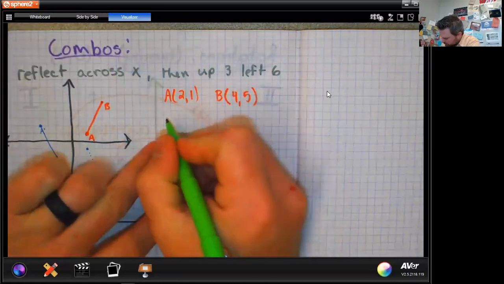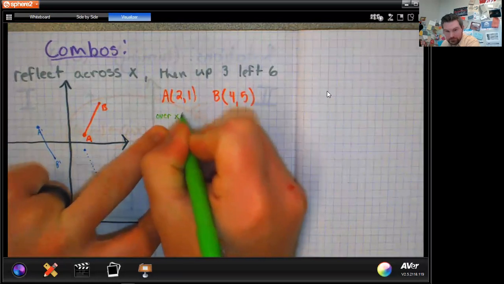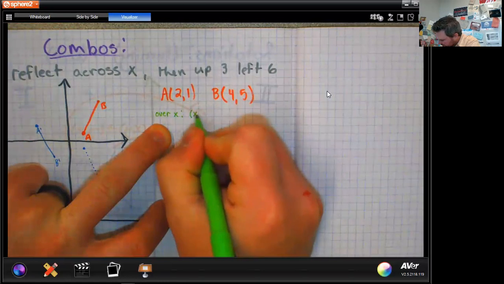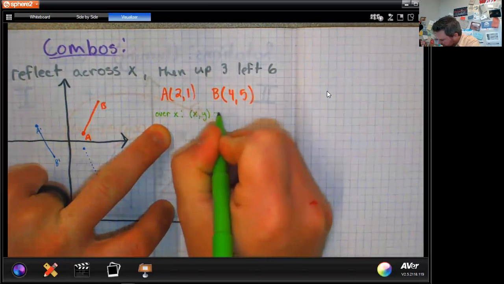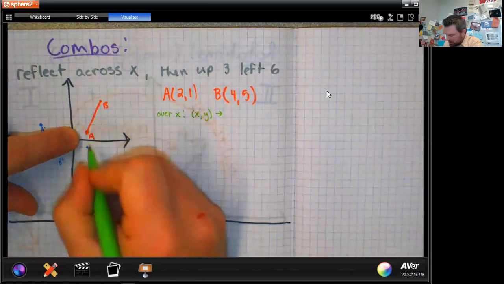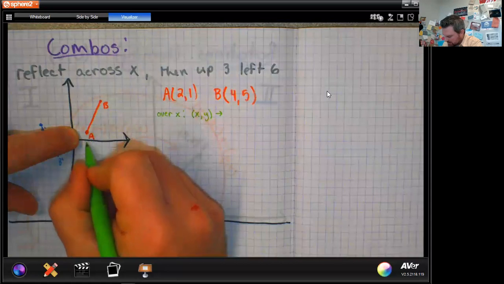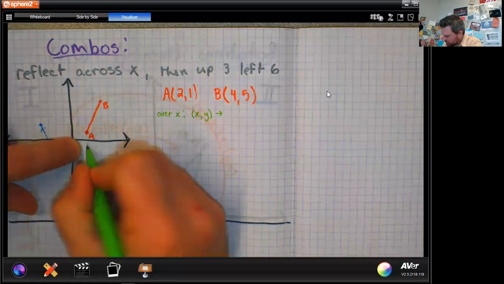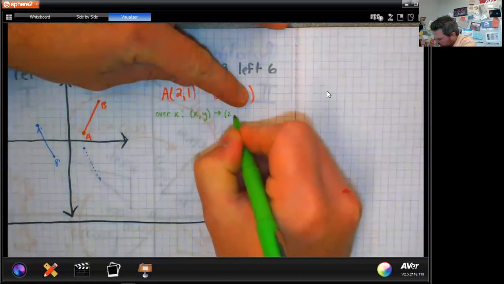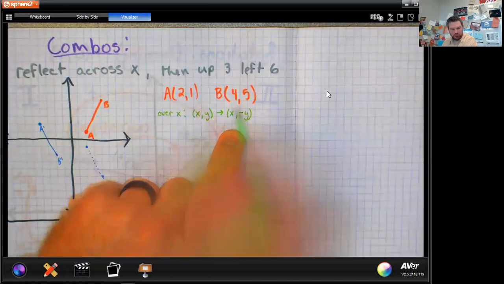First we have the rule for over x. We always start with x, y. This was 2, 1, and it became 2, negative 1. So the x value stayed the same, but the y value changed signs. The x value stayed x, but the y value changed signs. So there's my rule for over x.